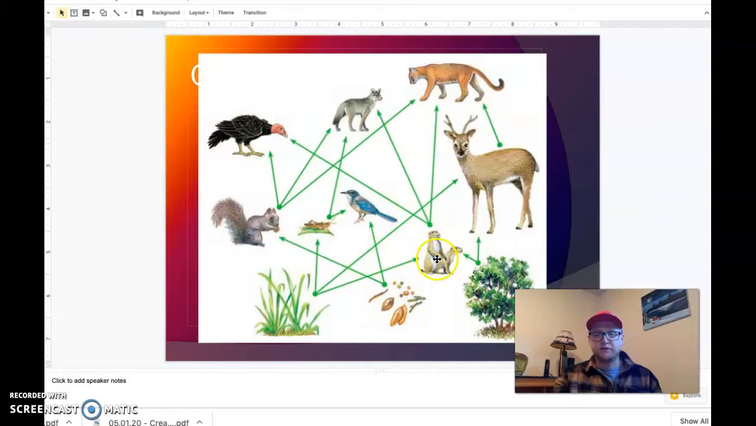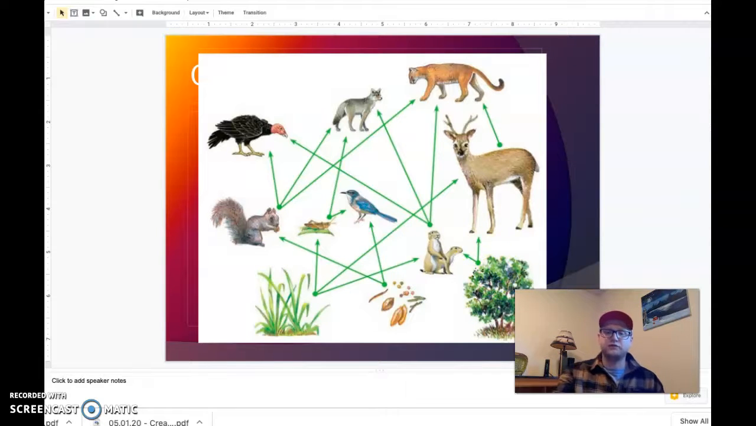These nuts and fruits can be eaten by this bird or this squirrel. This prairie dog can eat this shrub, and so can this deer, right? So it's a little bit more of a realistic image showing how energy can be flowing in an ecosystem.